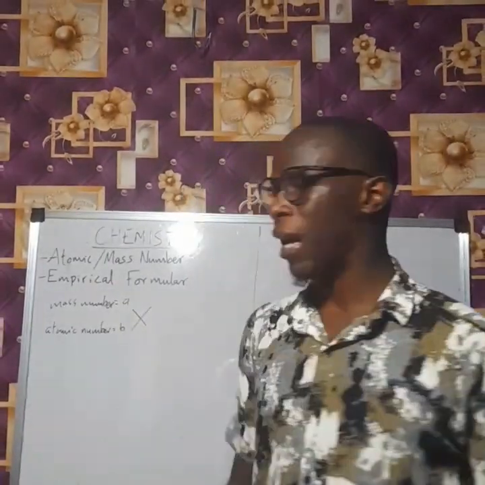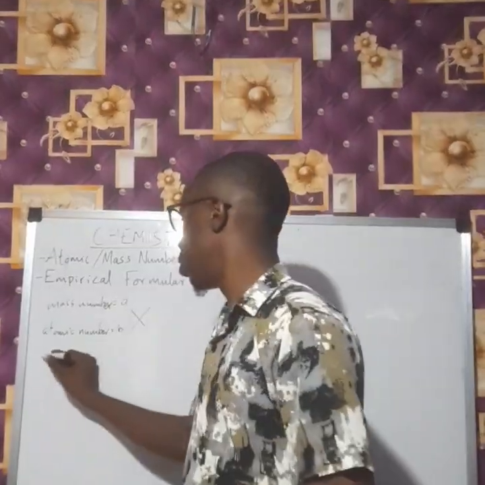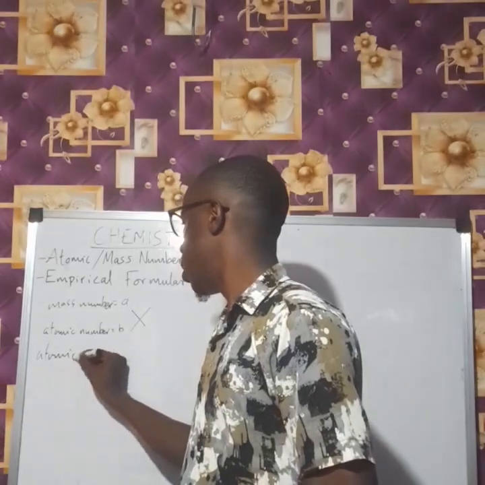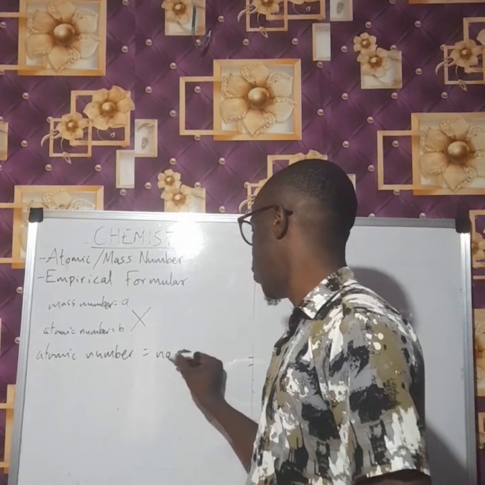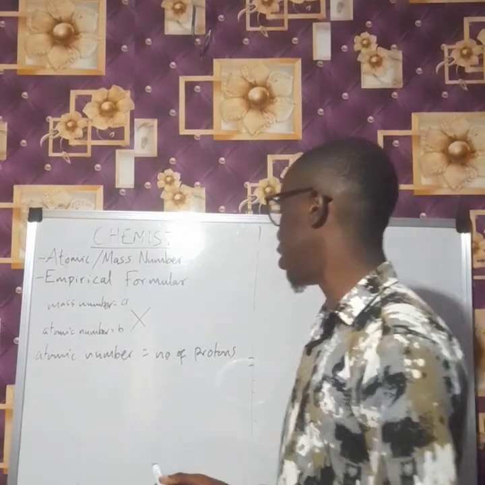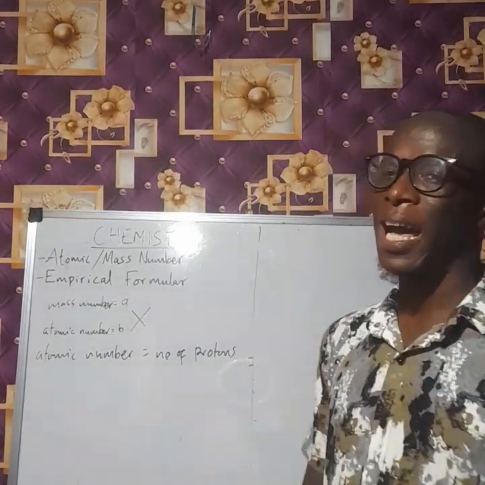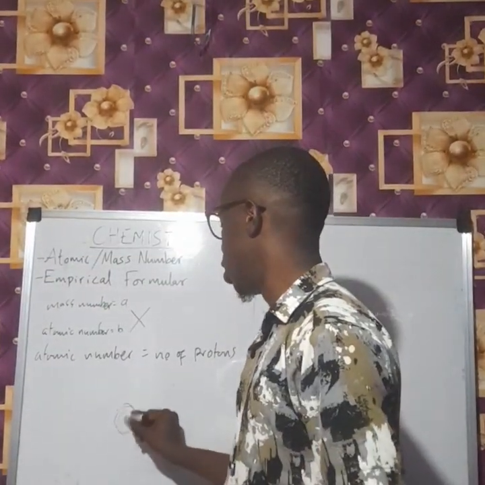Now, what is the difference between the atomic number and mass number? The atomic number is the number of protons contained in that element. So we can say atomic number equals number of protons. Now, every element has the nucleus and electrons around it.